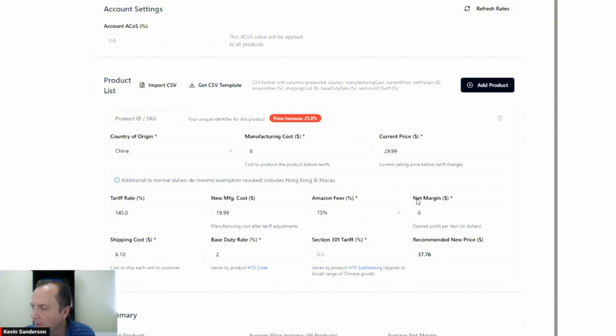You might be saying, well, that's not that bad. What if I had a higher desired net margin? And this is net margin. Think of it as your desired net margin. So you can play with that.